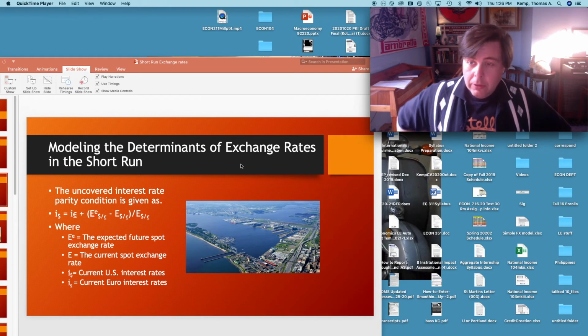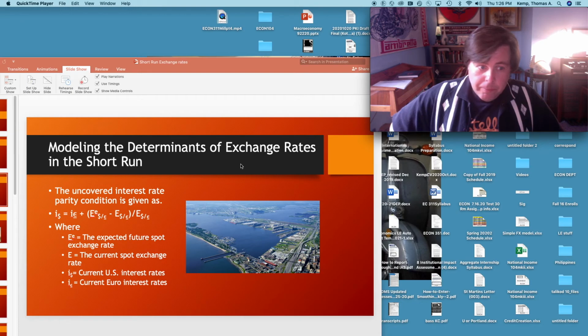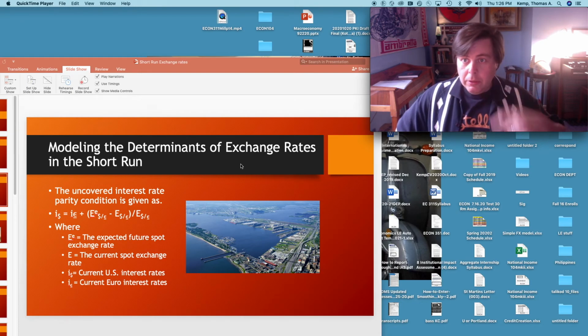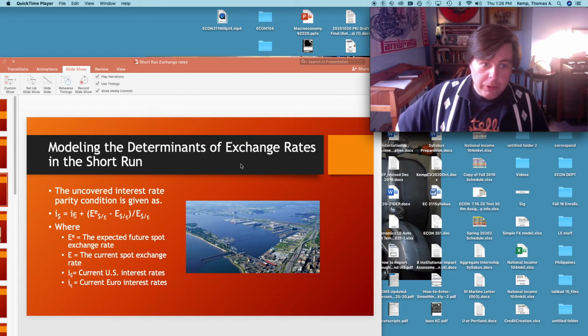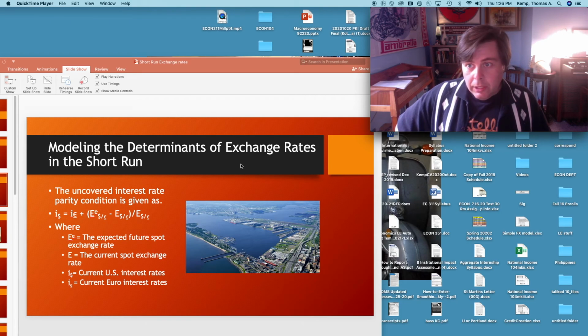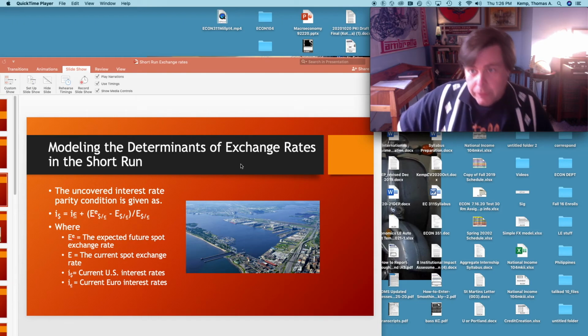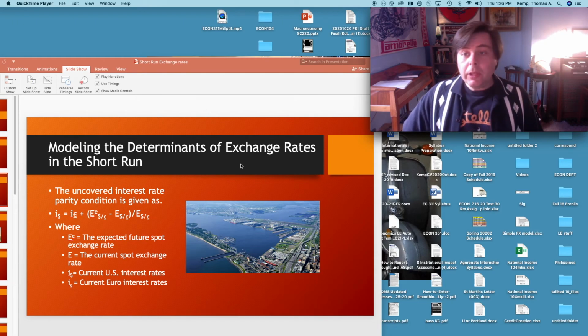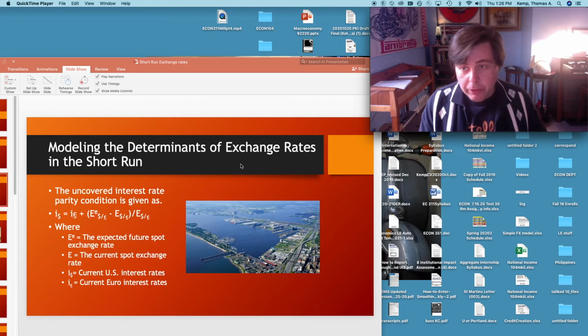All right. Now, with that in mind, over here in the PowerPoint, you see what's referred to as the interest rate parity condition. It's one version of an interest rate parity condition. In this case, the uncovered interest rate parity condition.